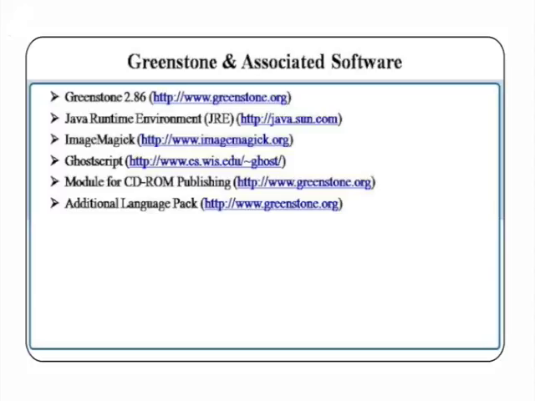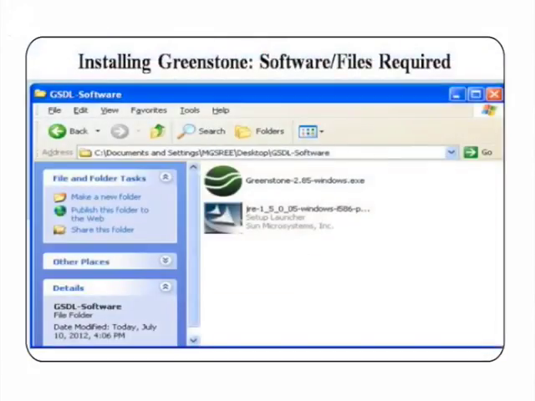So Greenstone 2.86 can be downloaded from the site called www.greenstone.org. So you need to download 2 software. One is the Greenstone software 2.85, as you can see in the picture. Then the JRE support, if it is Windows, JRE support for Windows. So here you see that Greenstone 2.85 is downloaded as an exe file, which is available on my desktop, and JRE 1.5, which is available for my Windows. These 2 software are downloaded, kept in a folder called GSDL and software, 2 files.